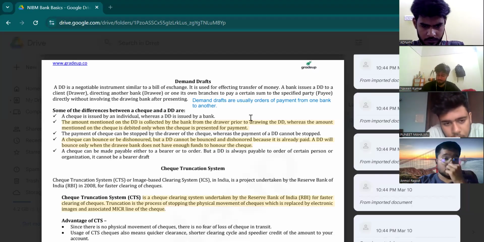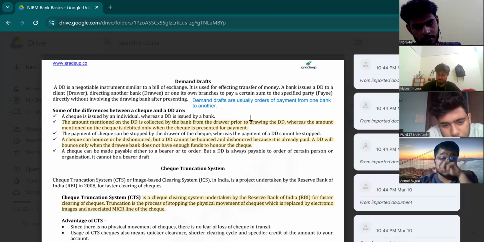Now, what will the university do? The university, taking that demand draft, will come to the bank and present it to the bank. Now, the bank will give money to the university person. Getting this thing?